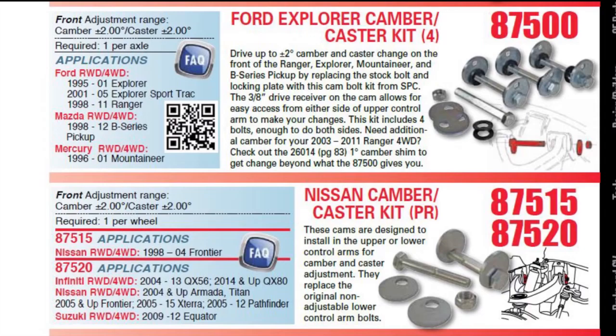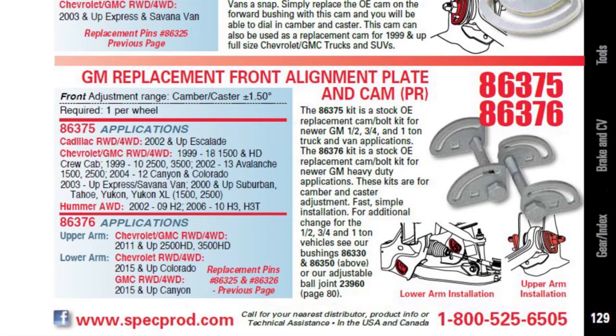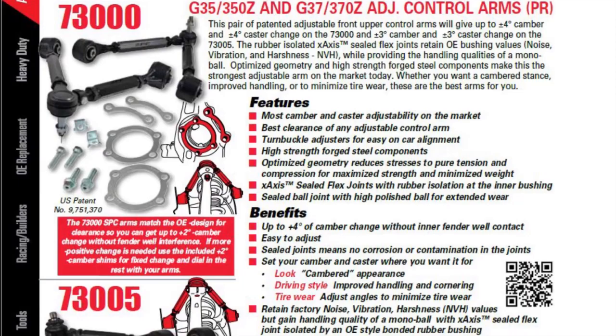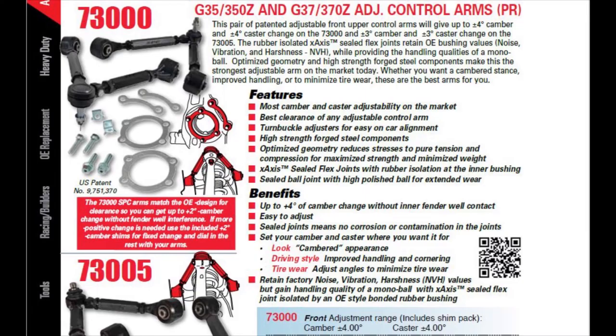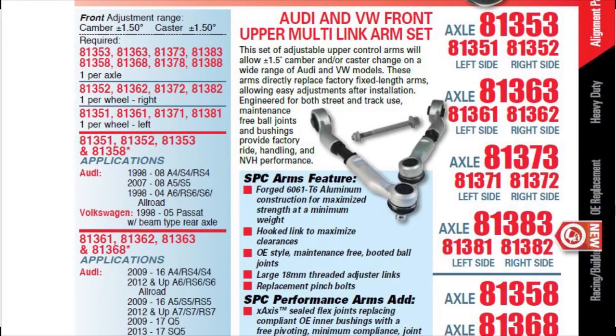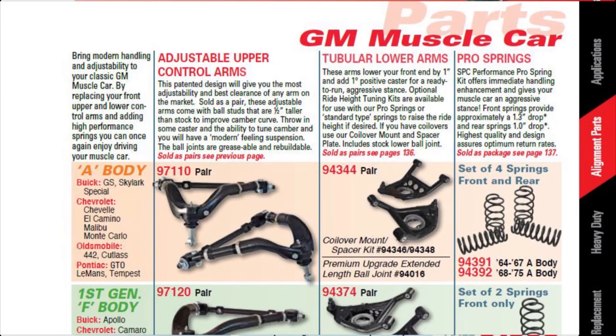SPC offers the most complete coverage available for passenger cars, trucks, minivans, and SUVs. Our performance alignment parts continue to expand every year at Specialty Products Company. These innovative adjustable arms are used for street or performance enthusiasts. Check out the control arms for our Nissan, Porsche, Audi, or GM muscle cars.